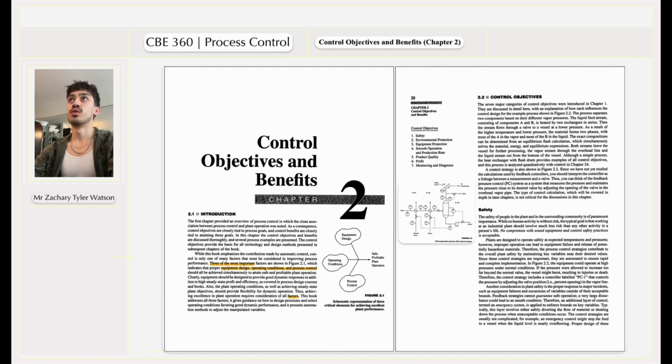The 7 major categories of control objectives were introduced in chapter 1, and they are discussed in detail here, with an explanation of how each influences the control design for the example process shown in figure 2.2. Figure 2.2 is shown on the next page. The process separates two components based on their different vapor pressures. The liquid feed stream consisting of components A and B is heated by 2 heat exchangers in series.